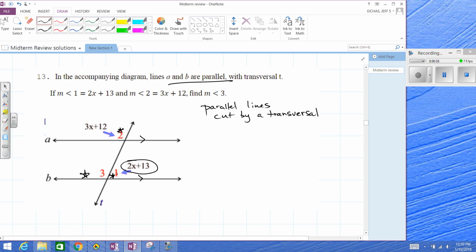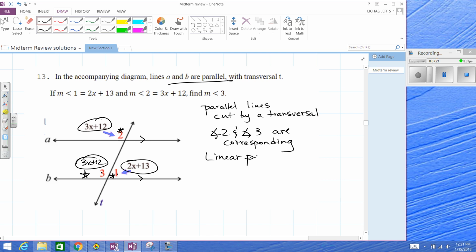However, angle 3 and angle 2 are corresponding. Angle 2 and angle 3 are corresponding. What that means is we know that they are equal. If we know they're equal, angle 3 can get the expression 3x plus 12, so they're corresponding. Now we can use linear pair, right? We know they add up to 180. We can use the linear pair concept to finish it off. So we did use corresponding angles on parallel lines cut by a transversal, and we will use linear pair.